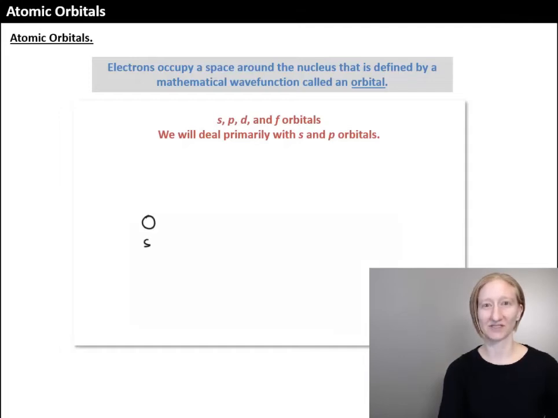The s orbital is a spherical orbital. The p orbitals are elongated and have two lobes of different phases with a node, or a place of zero probability of electron density, between the two lobes. And the p orbitals are directional. So when we draw them, we have to indicate the coordinates.